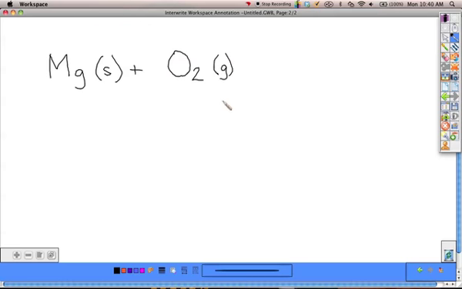Okay. So the magnesium, what's the symbol for magnesium? Mg. Is it diatomic? No, it's not. What state was it in to start with? Solid, good. And it reacted with what? Oxygen, absolutely. Is that diatomic? Yes, so O2. What state was that in? Gas, yes.